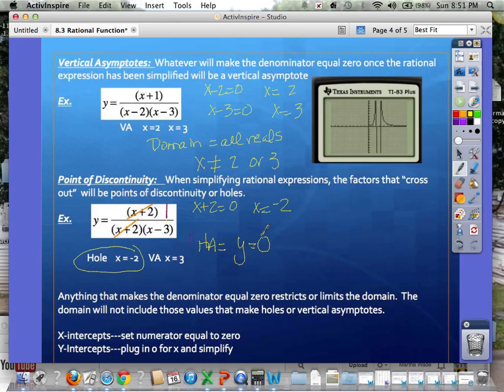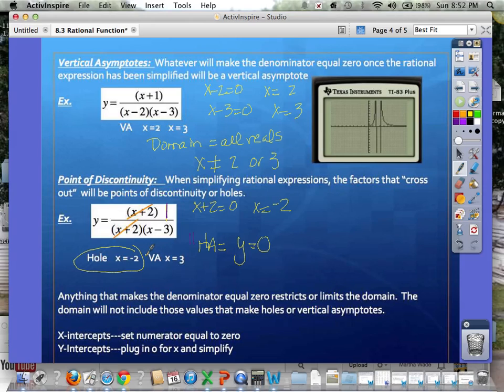So when you're looking at these, you need to look at all the things that you could possibly have. You could be asked different questions as you're going. They could ask you for vertical asymptotes. They could ask you for horizontal asymptotes. But this one is going to be horizontal at y is 0 and vertical at x is 3 with a hole at x equals negative 2. So anything that makes the denominator equal 0 restricts or limits that domain, and the domain will not include those values that make holes or vertical asymptotes.